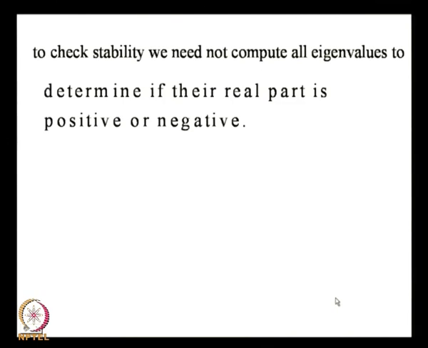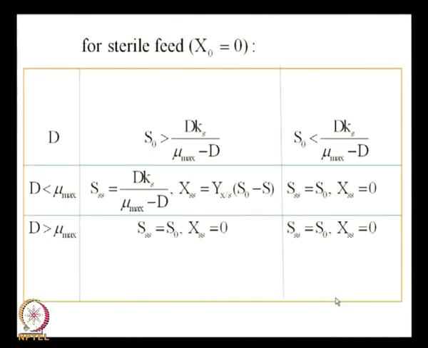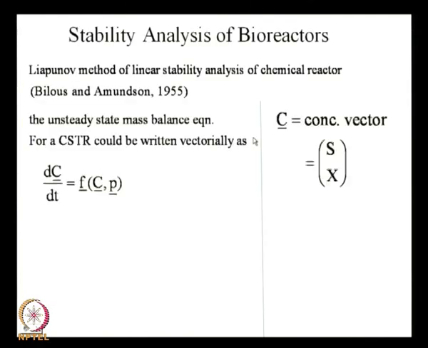chart we had. We had a nice chart which showed, yeah, here this one. See, so look at this side, S naught less than dKs over mu max minus d, you get all trivial solutions, and on this side you get trivial or non-trivial solutions depending on d greater than mu max or d less than mu max. Now, d greater than mu max is not possible, just as I explained, because d equals mu, and mu equals mu max times some number which is less than 1. So, obviously, d has to be less than mu max. So, in that region alone you can get a non-trivial solution, fine.